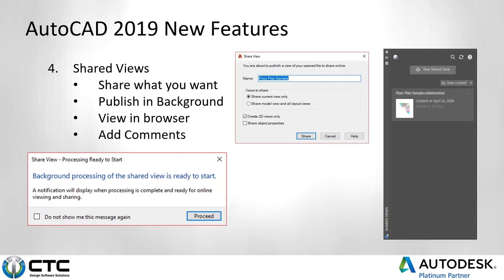And also the processing, when you go to share a view, the background processing of the shared views is ready. You hit go, and then in the background, it will start sharing that view. It will process it, upload it to the website where you can view it. But in the meantime, you can just keep working. You can go back to your normal stuff and work. Also, you do have the option to not show this message again. If you choose not to get this message every time, you simply say share, and it will do it. You won't have to click another button.